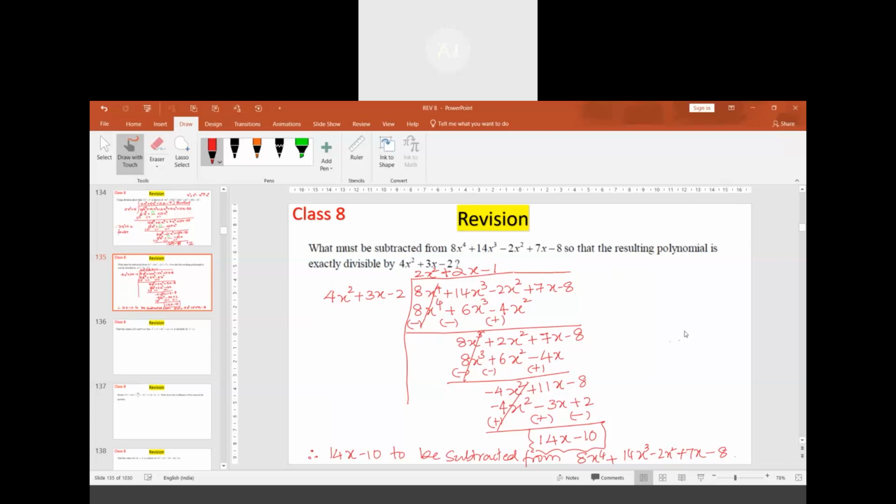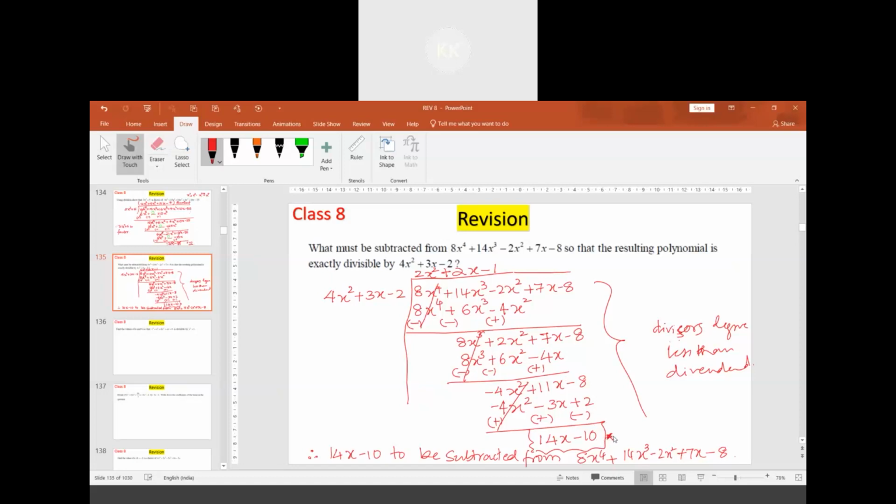Here, if the number of terms in the divisor is greater than the number of terms in the remainder, then we can't divide further. Always remember, the division is continued when the divisor's degree is less than the dividend's degree. Here the degree is 4, and for this the degree is 2. When the degree of the divisor is less than the degree of the dividend, we can continue division. Here we are stopping.